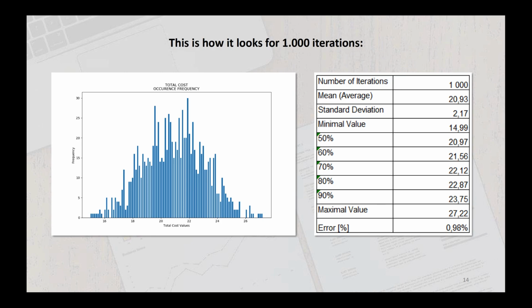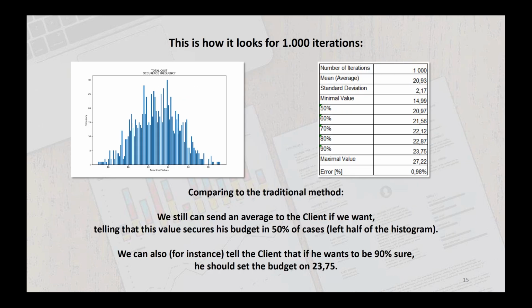And as you can see, the values below 80, 70 are much less probable than the value in the middle of the scope, and values higher than 26 are also not as probable as, for instance, 22. If we compare it to the traditional method, we can see that we still can give an average to the client, that 50% of our population is less than 20.97.